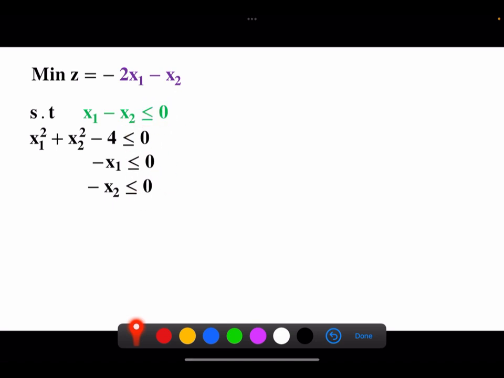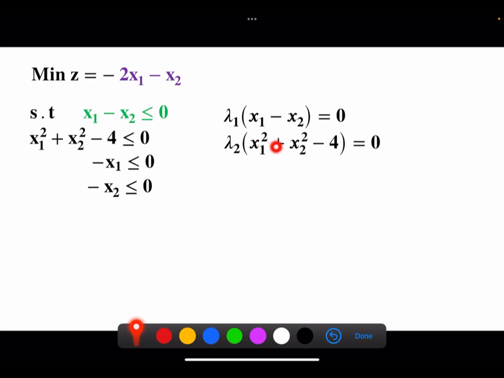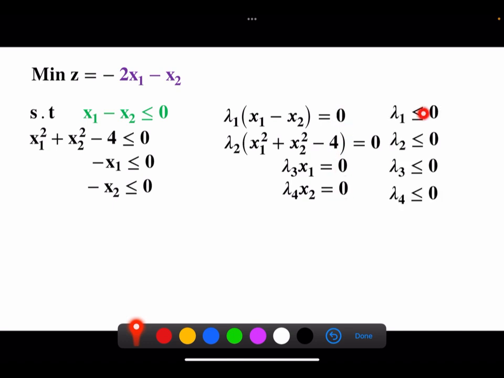That means we will have 4 lambdas and the lambdas would be non-positive because we have a minimization problem and these inequalities are not in favor for minimization. So the lambdas would be not in favor. So first we make the KKT conditions, that is lambda 1 into G1 is 0, lambda 2 into G2 is 0, lambda 3 into G3 is 0. The last is lambda 4 into x2 is 0. So these are the first 4 conditions. The lambdas are all non-positive.